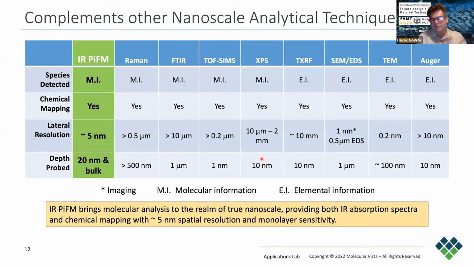So now we put ourselves into the mix here, and the idea is that we're bringing in molecular information, mapping. I don't have slides here, but we can do hyperspectral imaging, things like this with a 5 nanometer resolution, 20 nanometer surface sensitivity from monolayers to 20 nanometers thick. And we also have another modality where we can look at bulk samples as well.